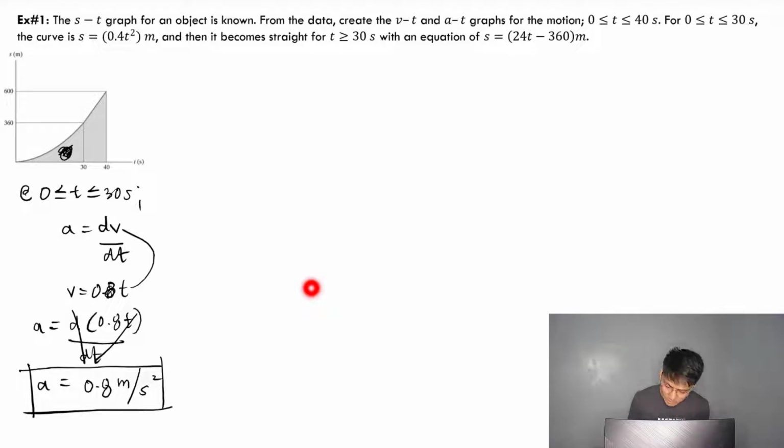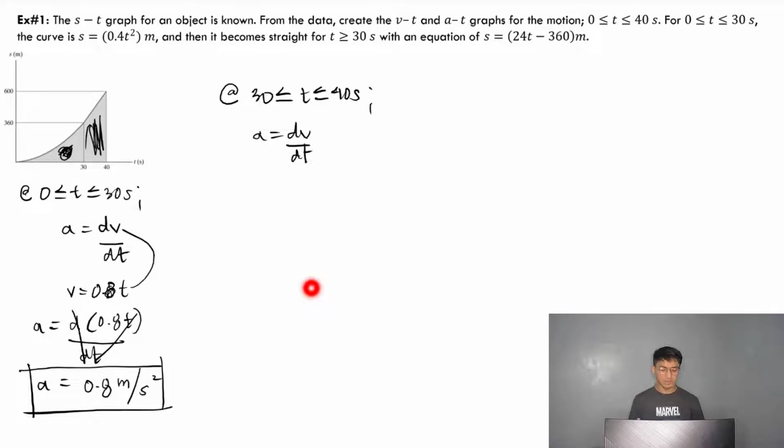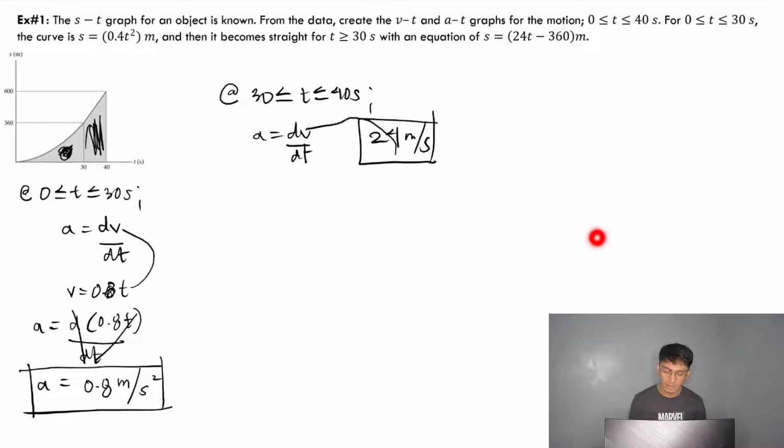Next, for the second motion, at 30 less than or equal t less than or equal 40 seconds. Dito na tayo ngayon sa part na ito. And same process, we have acceleration is equal to dv over dt. The problem is, ano ba yung equation na nasolve natin kanina for the velocity sa second motion? Ang nakuha natin kanina is exactly 24 meters per second na. Wala nang ibang variable na nakalagay. Ibig sabihin, ito na ilalagay natin dito.